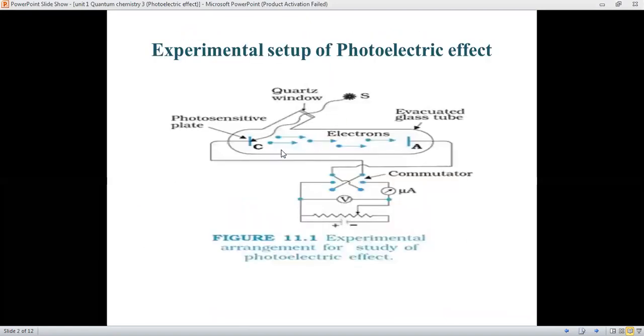So here it is the experimental setup: the metal surface C, where the photo emission occurs. Here it is the source of the light. Through this window, light radiation enters, the metal surface gets exposed to the radiation, and that radiation interacts with the metal surface, and electrons are ejected with certain kinetic energy.